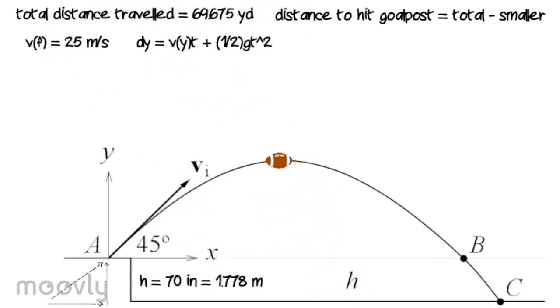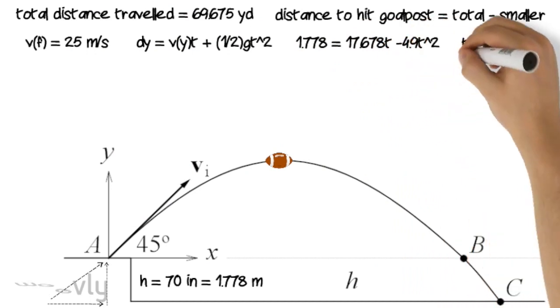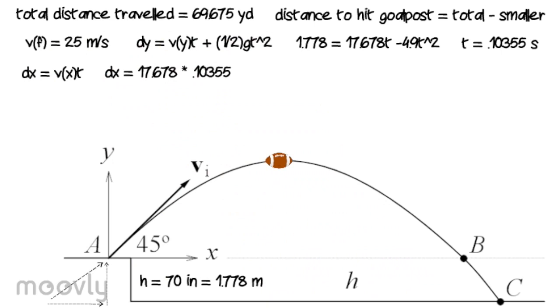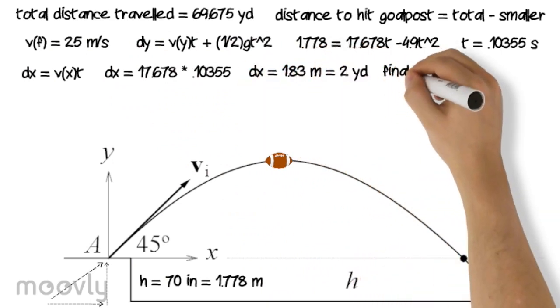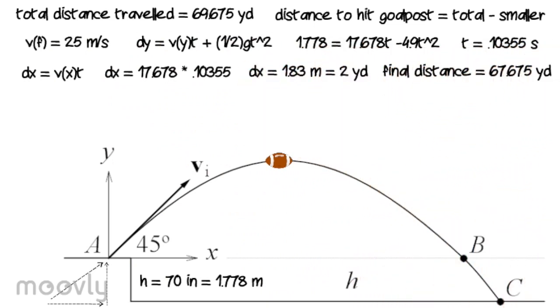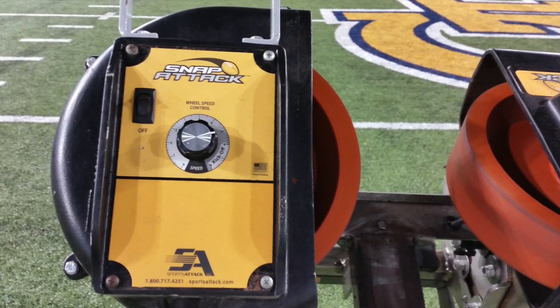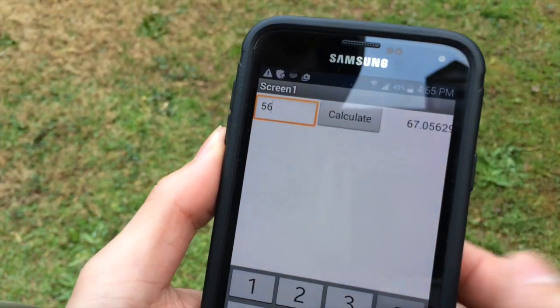We are launching it from 50 inches, and it's hitting the crossbar at 120 inches, so 1.78 meters. Going through all our steps and our equations again, we find that our final distance is 67.675 yards.